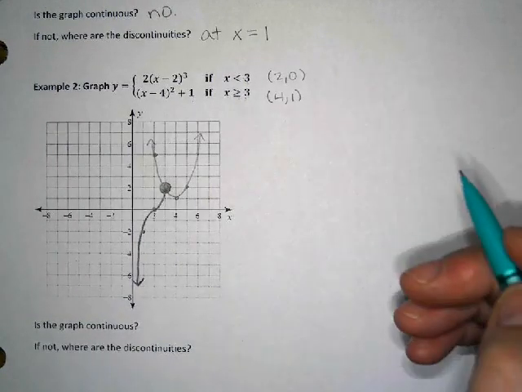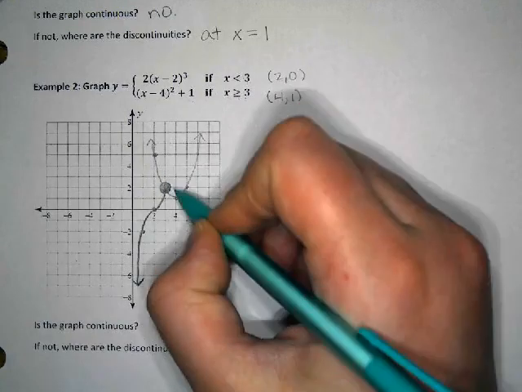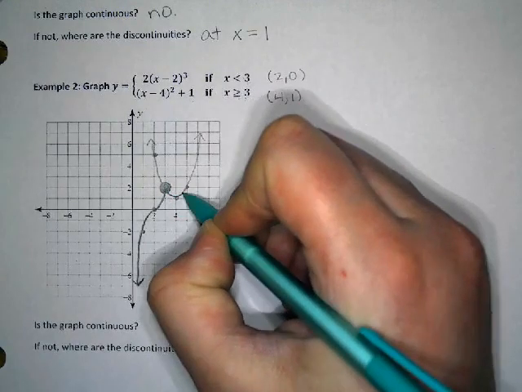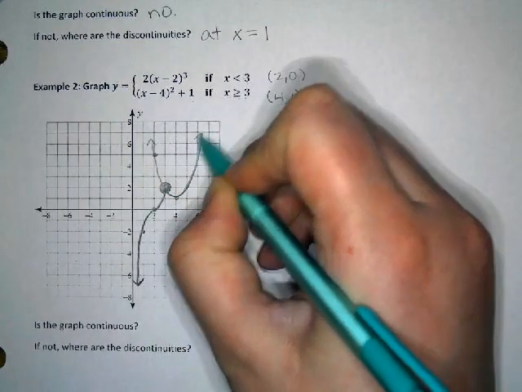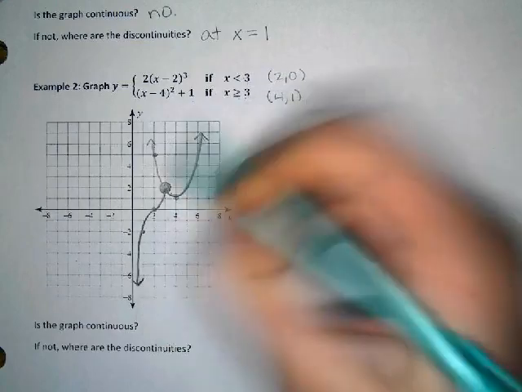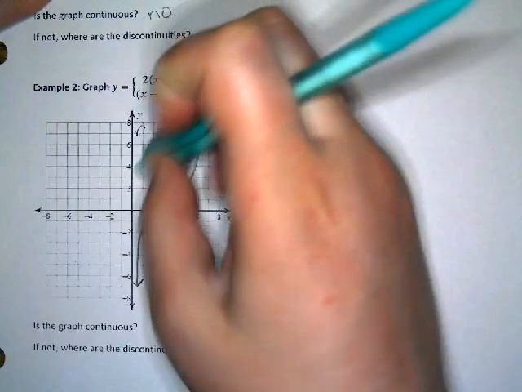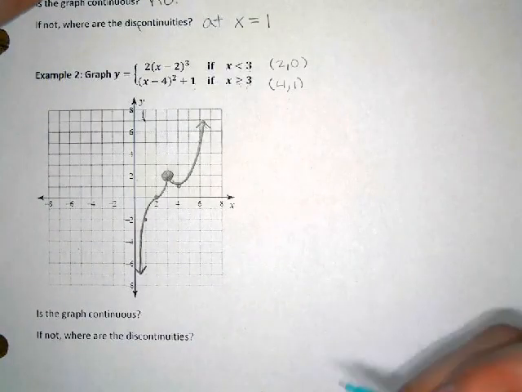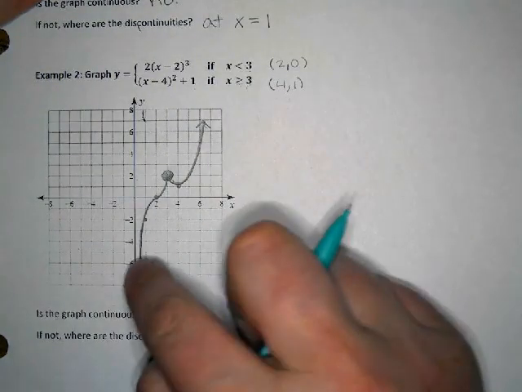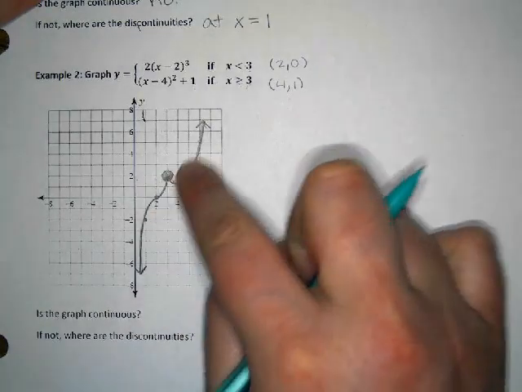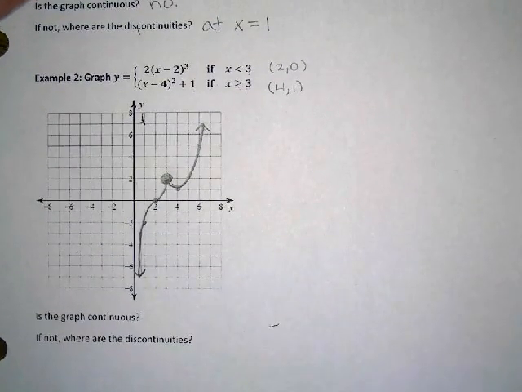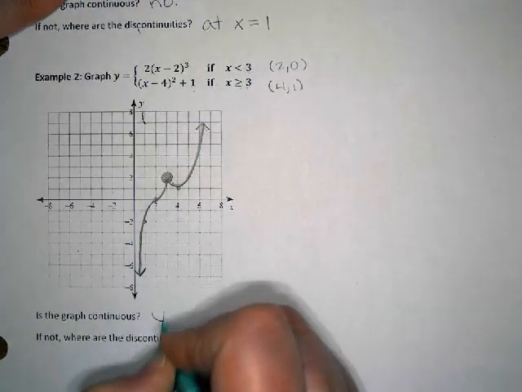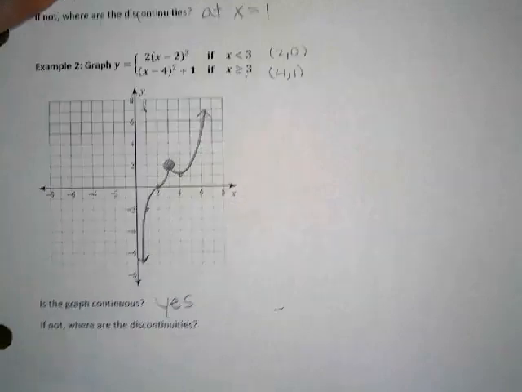So I'm going to go through here, going to make this darker, erase the left side, and then is this graph continuous? Yes. So if I trace this with my finger, I can trace the whole thing and not pick up my finger. So yes, this graph is continuous. Discontinuities not applicable for this problem.